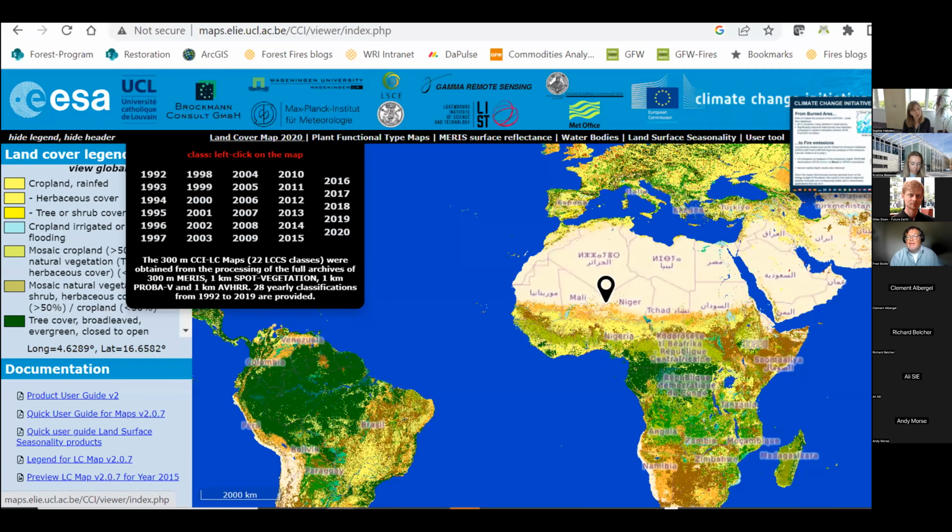Great time span, 1992 till now. Great legend units. You see a little bit of the legend, but it has more than 20 legend units. But it's 300 meter, so that is a bit of an issue, but it's an incredibly long time series.